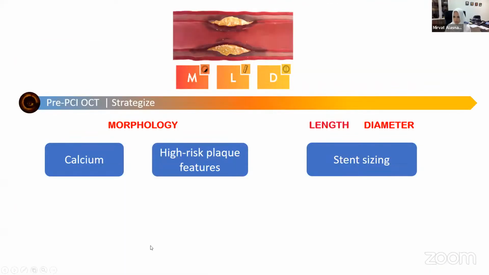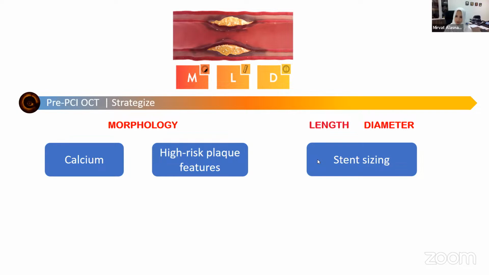So what do we want to do with imaging? We want to do something pre-PCI, and then we want to do something post-PCI. Although I'm going to focus on OCT, intravascular ultrasound is very similar, and we look for similar parameters. So we want to look at morphology. The first thing we want to look for is calcium, because we want to make sure that our patients are not requiring any form of calcium modification before we put a stent and it becomes underexpanded. We also want to look at some high-risk plaque features. We'll go over some of this in a moment.